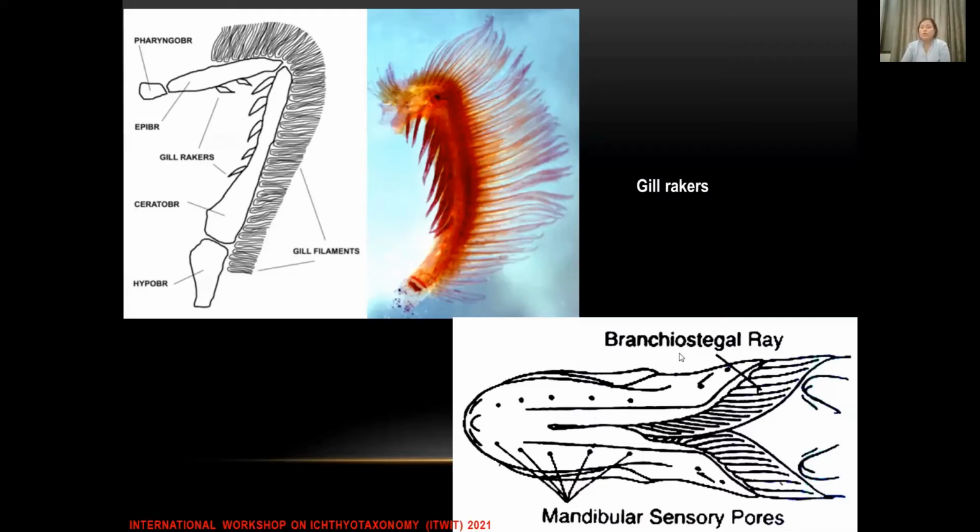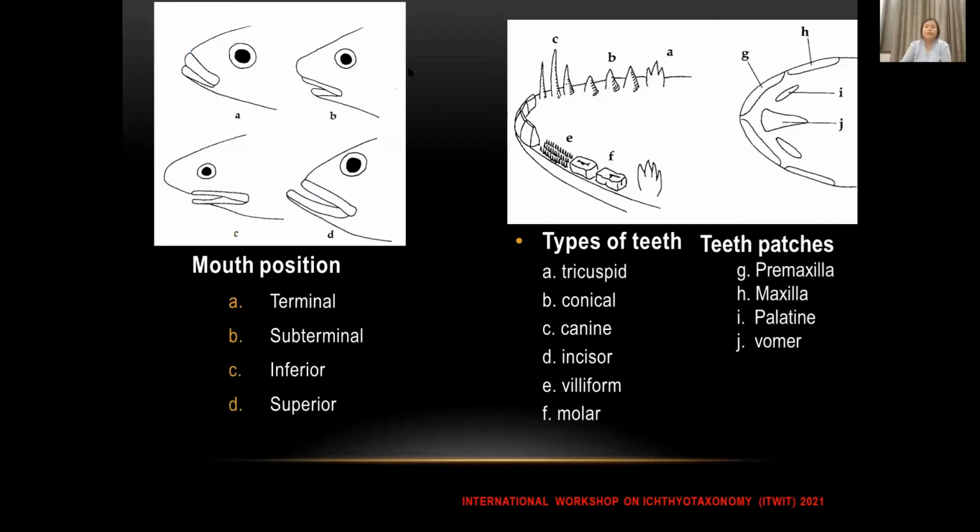Then we have to go for branchiostegal ray counts in some species. So this is the branchiostegal ray, and we have to count the numbers which are present. Then the types of mouth: whenever we describe a species, we have to write whether it's subterminal, inferior, transverse, whatever. Then the types of teeth are also present. In most of the Sisorid catfishes, we have villiform teeth, and in some we have conical teeth also. They are borne mainly on the premaxilla and maxillary teeth. So these are the things we have to keep in mind.